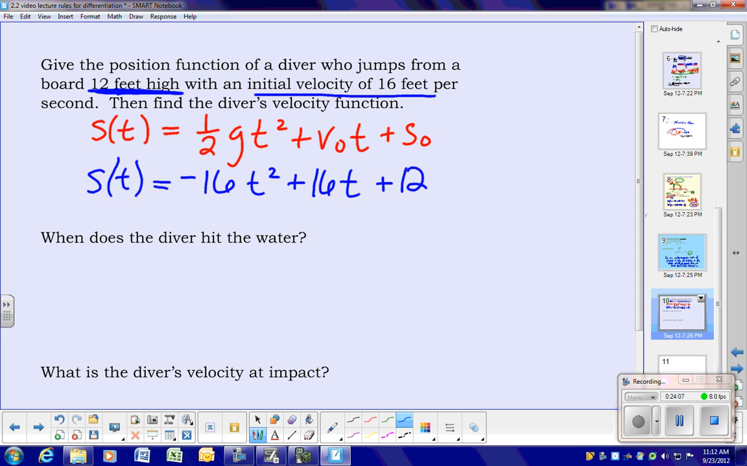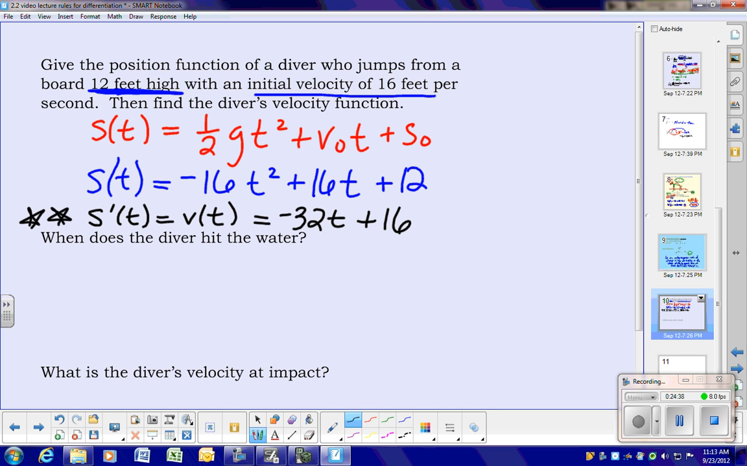They wanted us to give a velocity function. That's actually quite easy to do in calculus because we know the derivative of position is velocity. That's a good thing to know. That should have a big box around it. The derivative of position is velocity. So I take the derivative here, and I get negative 32t plus 16 plus 0, because 12 is a constant. So that's our velocity function.